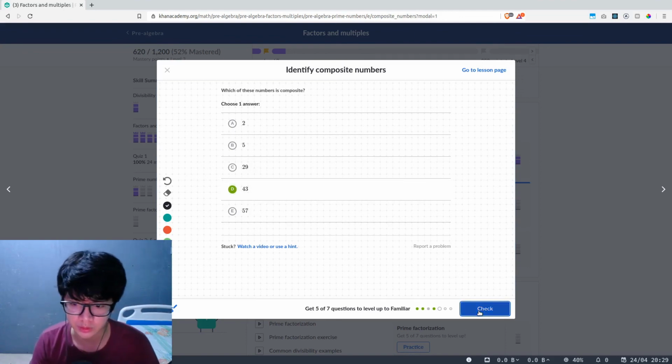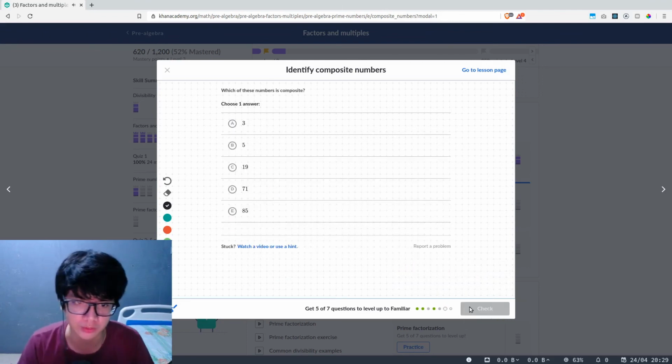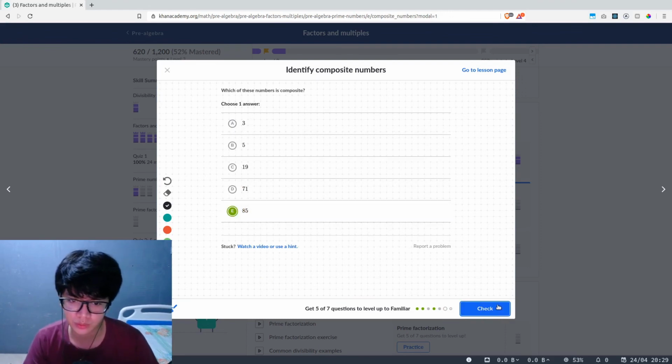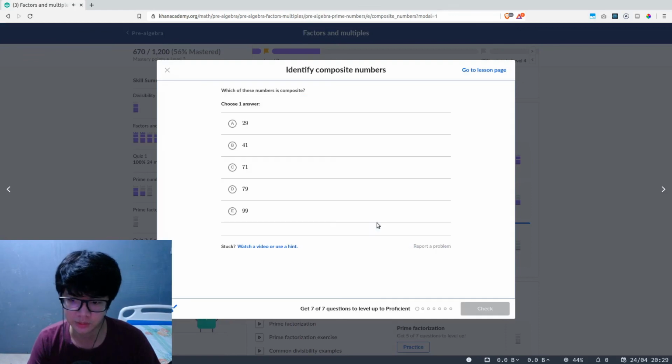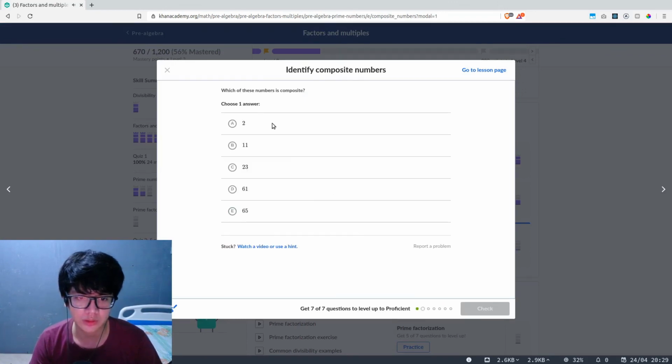12. 43. No, 27. I check for prime again. Which of these numbers is composite? It's composite. B, 12. I made so many mistakes. I hate it. Which of these numbers is composite? Say 99. It's composite. No, no, no. Yes, it's composite.